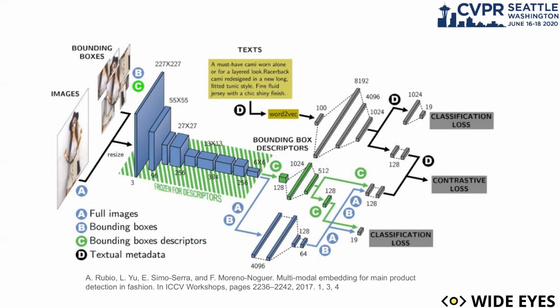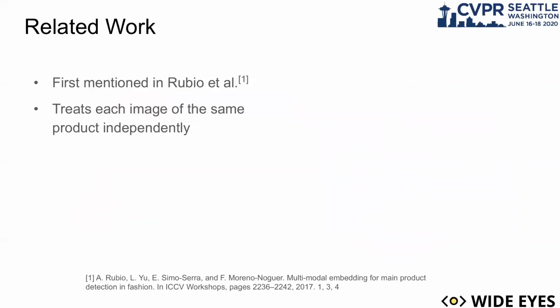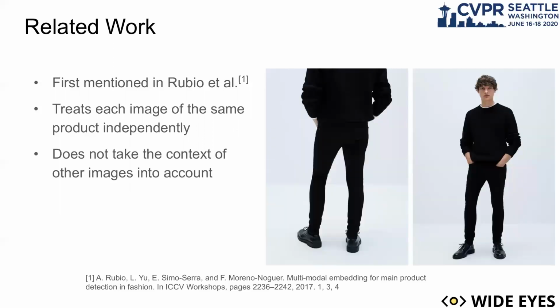for image and text pairs. So they were trying to reduce the distance between the positive pairs and increase the distance between the negative pairs. But the problem is that they were treating each image independently. As you have seen in the previous slide, there are multiple images in a product, but the context of other images was not taken into account in this work.